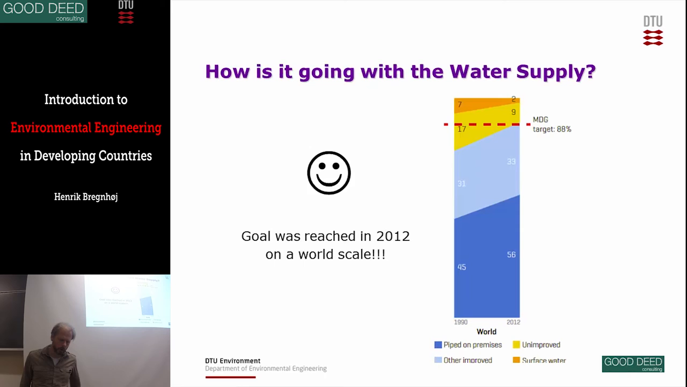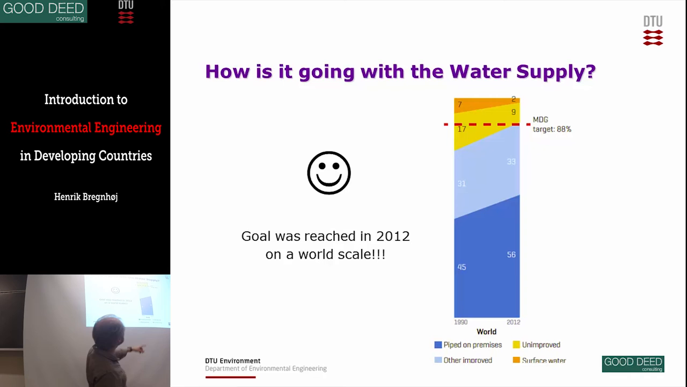A little bit of statistics for water supply here. If we look at how it's going according to the goals that were set for 2015, we can see that globally, already in 2012, the target was reached. The Millennium Development Goal was that 88% have access to either piped water, the blue one, or other improved water sources. I'll show you some examples of what is improved and what is not improved.